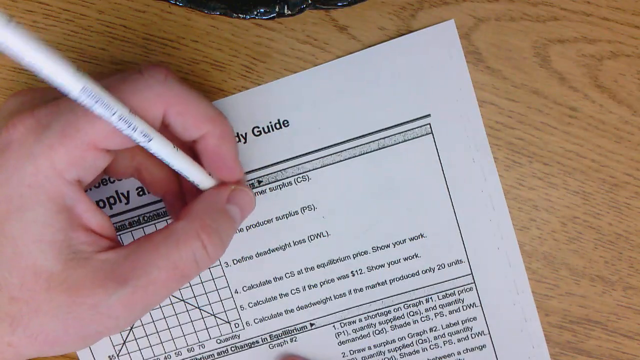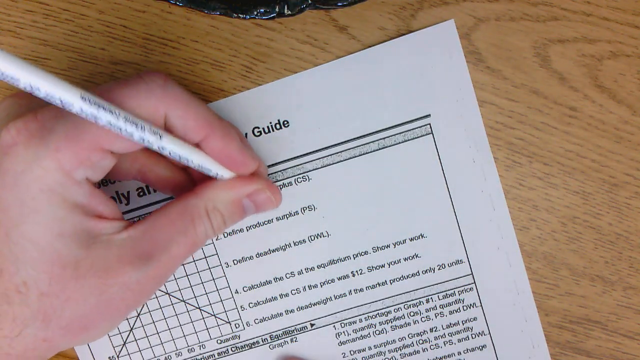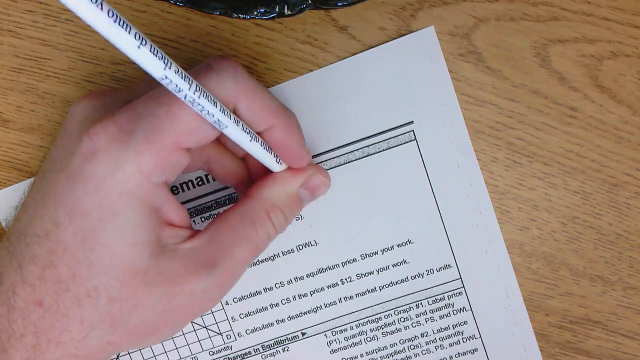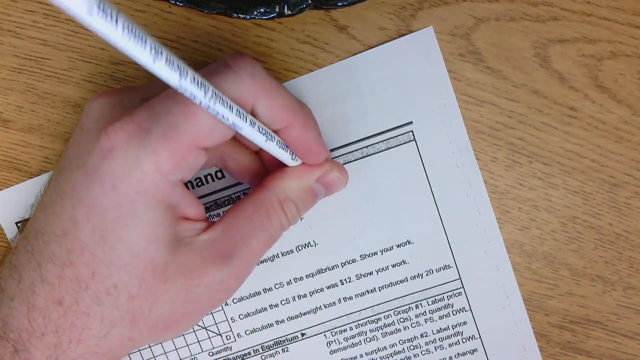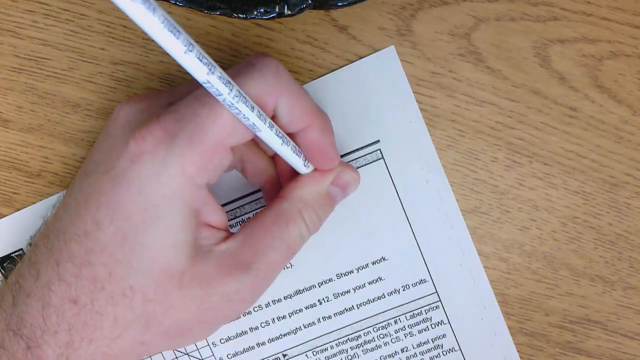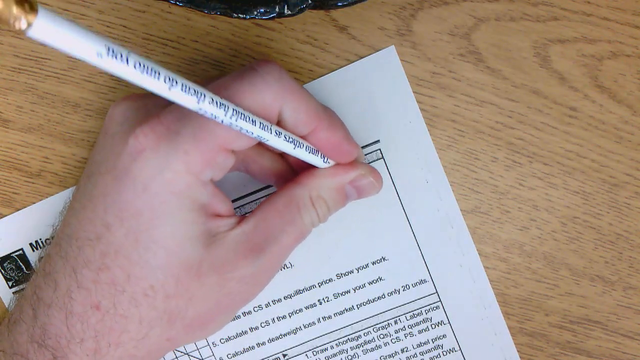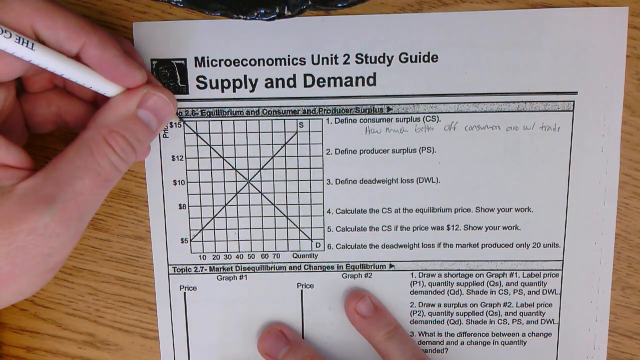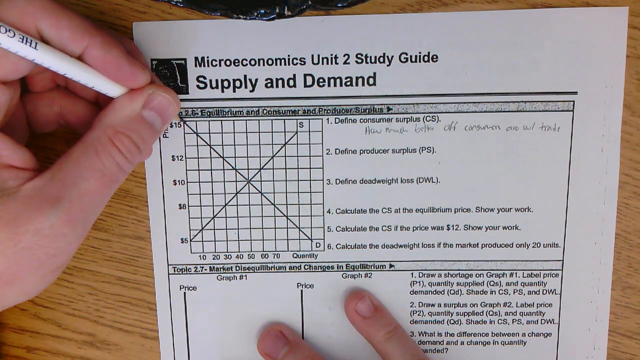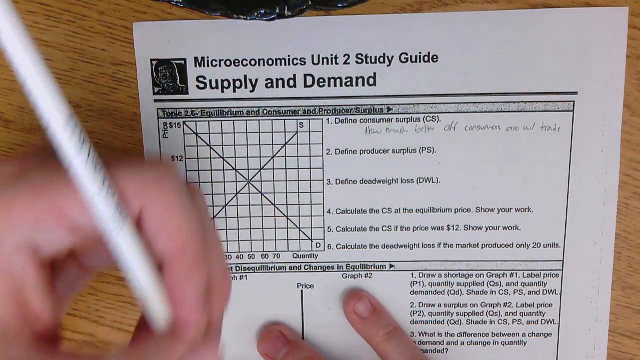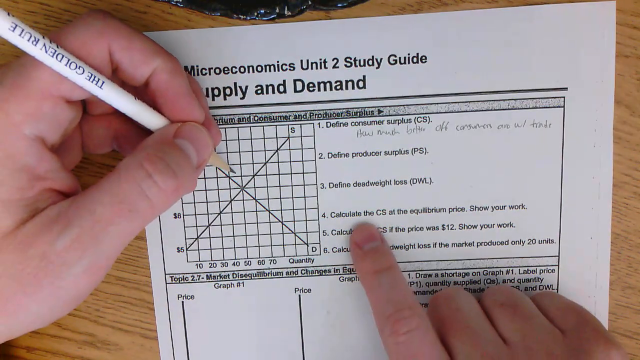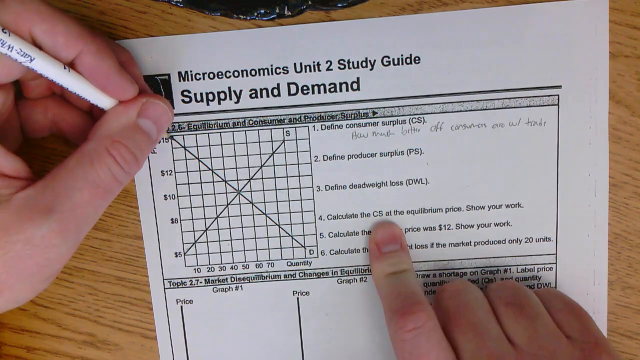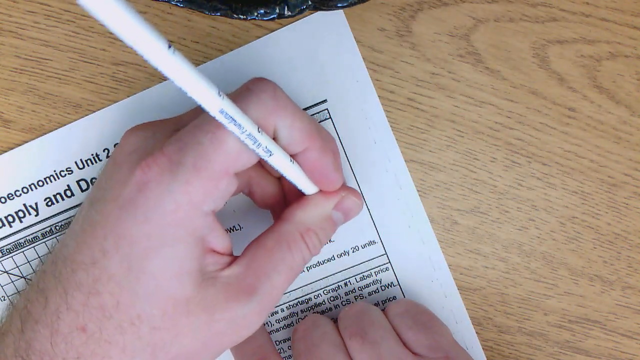The consumer surplus is looking at how much better off consumers are because of trade. So if we take a look at this, they're willing to pay up to $15 for this good. If they're able to get it for $10, then they're that much better off. So calculating our consumer surplus at the equilibrium price, here again we're measuring half of the base times the height.